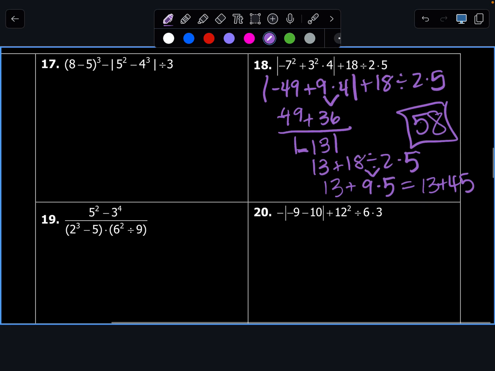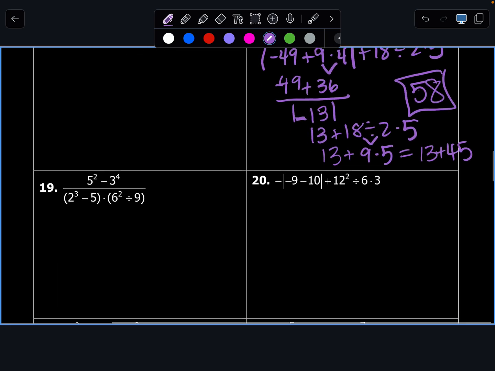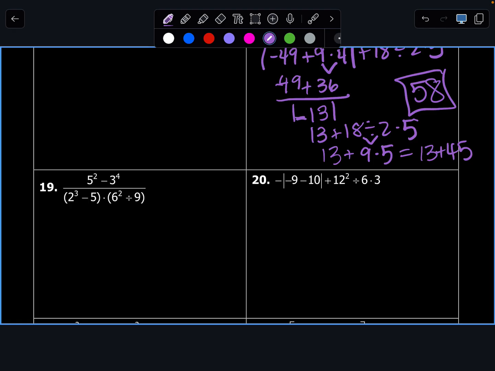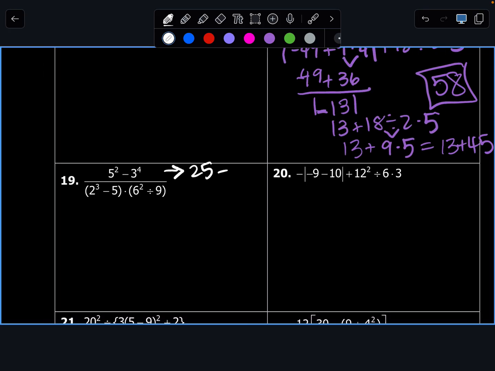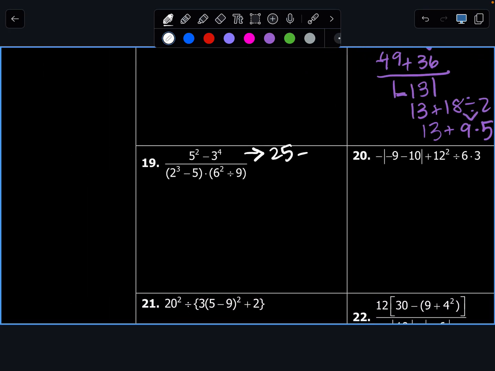Okay, let's look down here. Let's do 19 together. Okay, the top of 19. 5 squared is 25 minus 3 to the 4th is 81. 3 times 3 times 3 times 3, right? 9 times 9 gives us 81.